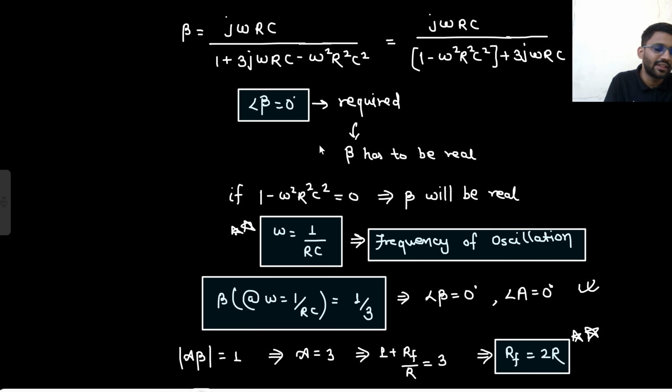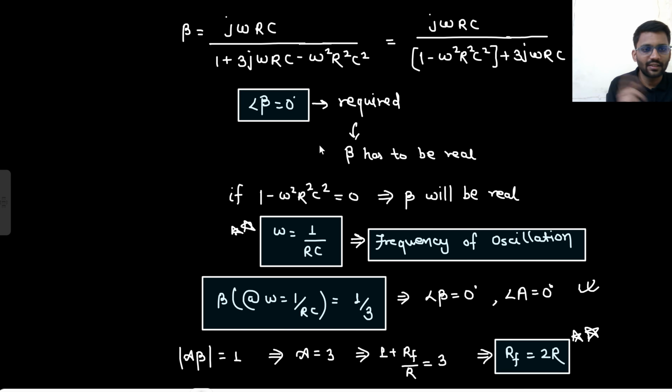We needed 0 degree phase shift in the feedback path, because in the forward path there was 0 degree phase shift. So for that I need to make my beta real. If my beta is imaginary, then certainly 0 degree phase shift cannot be there. So to make my beta real, I put 1 minus omega square R square C square equals 0. Then omega goes to 1 by RC. Then I checked at omega equals 1 by RC whether my beta is providing 0 degree phase shift or not, and it is. That shows that it is satisfying the angle condition.